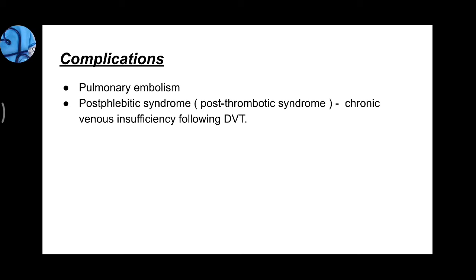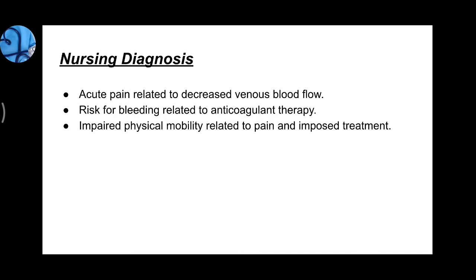Complications. When we talk about complications, this venous thromboembolism can lead to pulmonary embolism and post-phlebitic syndrome, that is also called post-thrombotic syndrome. It is chronic venous insufficiency following DVT. Here we can get three nursing diagnoses: acute pain related to the decrease of venous blood flow, risk for bleeding related to anticoagulant therapy, and impaired physical mobility related to pain and imposed treatment.